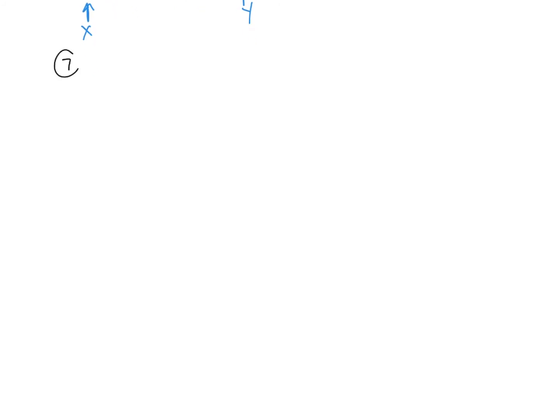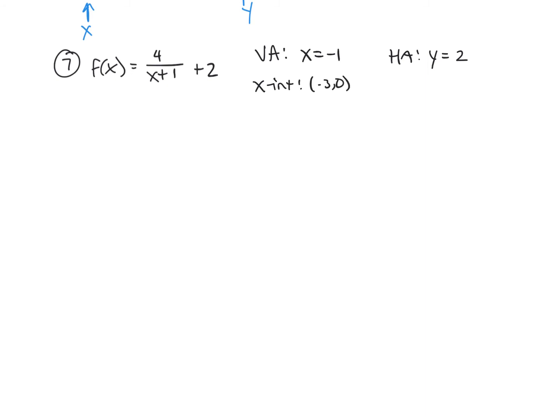Let's see, problem number 7, that was f of x is equal to 4 over x plus 1, plus 2. We have that the vertical asymptote was x is equal to -1. The horizontal asymptote was y is equal to 2. The x-intercept was (-3, 0). And the y-intercept was (0, -6). So there's all the information we have for right now.